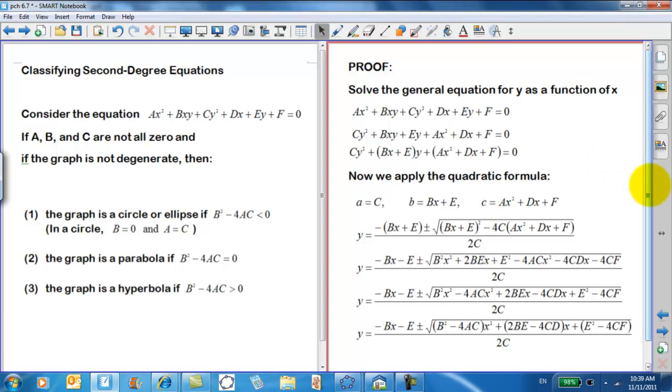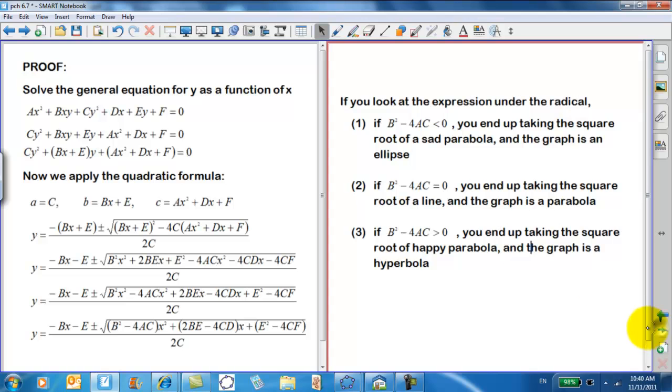First of all, here's the proof. We solved the general equation for y as a function of x. It's a little tricky. We got to get our y squared terms, our y terms, and our non-y terms, and plug it in the quadratic formula. I want to look carefully at what this discriminant is, this thing under the radical.